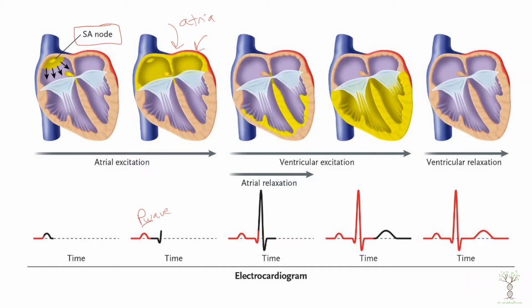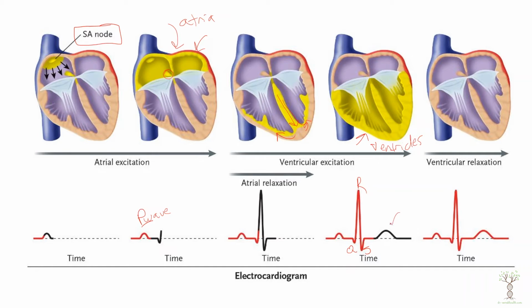Then the signal is going to move from the AV node down through the bundle of His to the Purkinje fibers. That electrical impulse is going to stimulate the ventricles to depolarize and then contract. When the ventricles depolarize, that forms this QRS complex. So this is indicating the depolarization of the ventricle muscle cells.